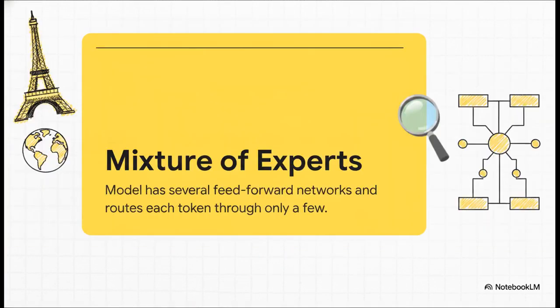Now, you might be wondering, why do we even do this? Well, the feed-forward network is essentially the model's hard drive. It's where the model stores all its real-world facts. Stuff like the Eiffel Tower being in Paris. But trying to pack all those facts in makes the model enormous.